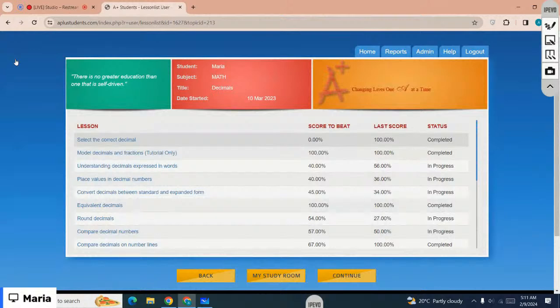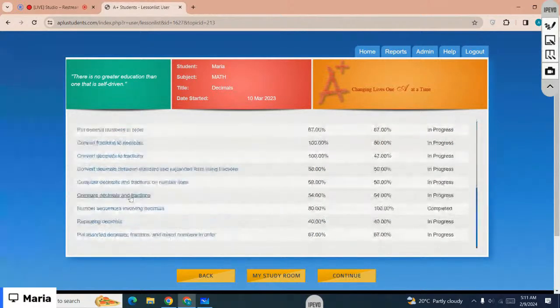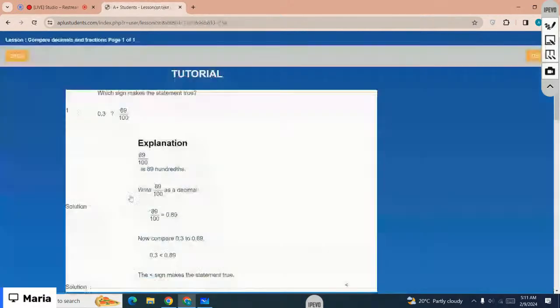Okay, the next lesson is compare decimals and fractions. Now you have to compare them without the number line, right? Let's just start with the first example. Which sign makes the statement true? You have 0.3 and 89 over 100. That's exactly the same thing we have covered in the last lesson, right?